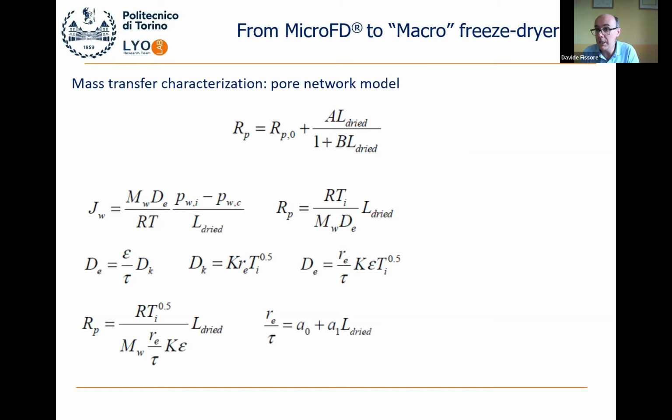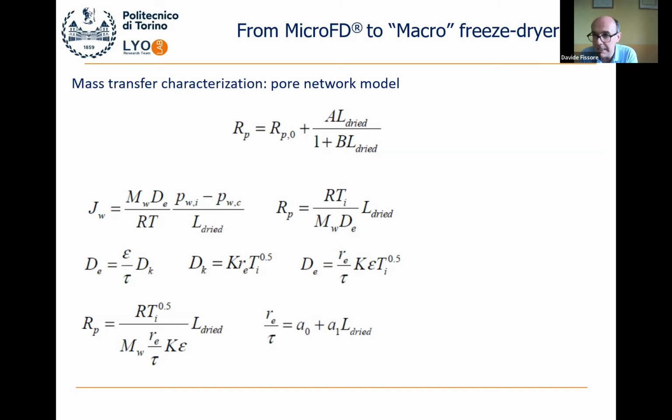What is totally unknown is the cake structure. What is totally unknown is the ratio RE, the mean pore size radius, over 2. The theoretical assumption is that RE over 2 is equal to A0 plus A1 by L dry. But in this way, we are just moving the problem. We don't know RE over 2, so we don't know A0 and A1.